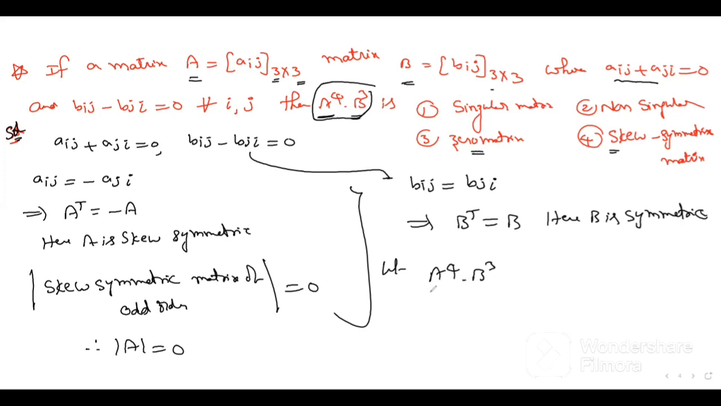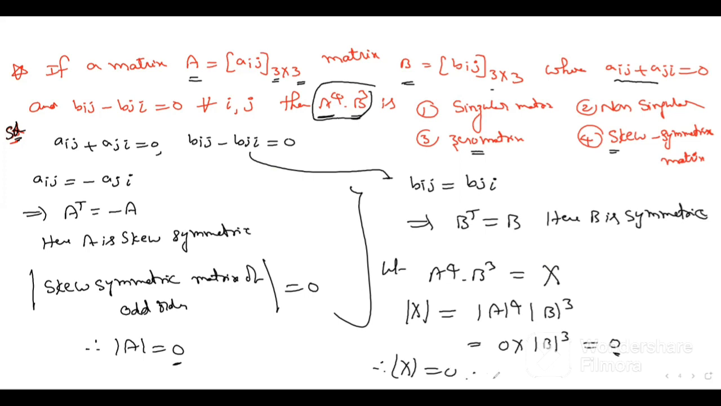Now let us take A to the power 4 into B cube equal to X. Now let us take det on both sides. Det of X is equal to det of A to the power 4, det of B whole cube. Det of A value we have got 0, so 0 into det B whole cube. 0 into anything is 0. Therefore, det of X is equal to 0. Therefore, X is a singular matrix. X is nothing but the statement A to the power 4 into B cube, which is a singular matrix. First option is correct.